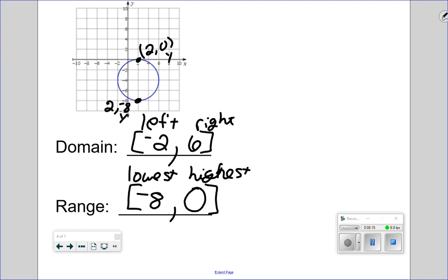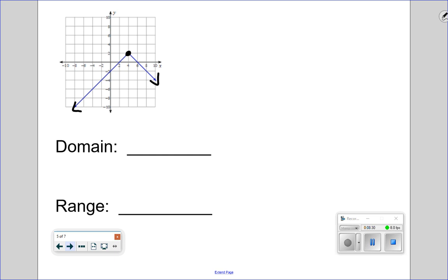So in this case, what it's saying is my domain, x, can be anything from -2 to 6. My range, or my y's, on this graph can be anything from -8 to 0. Okay, and let's just do a couple more practices.